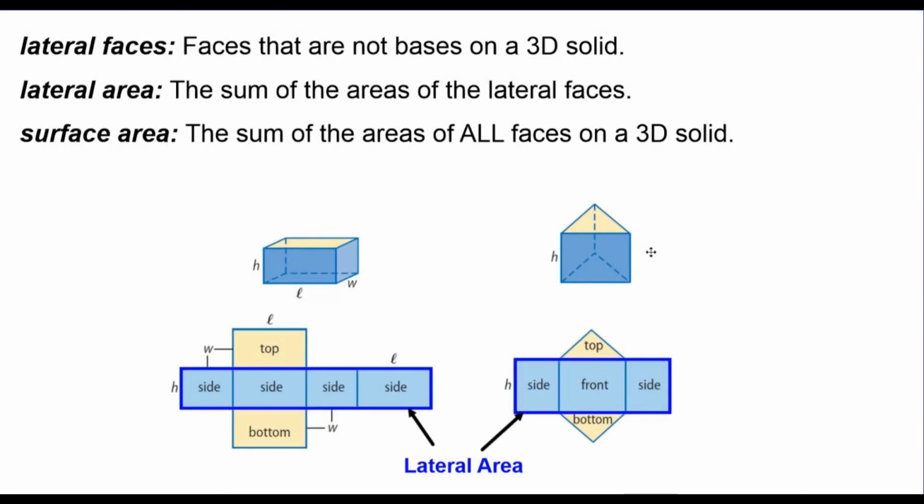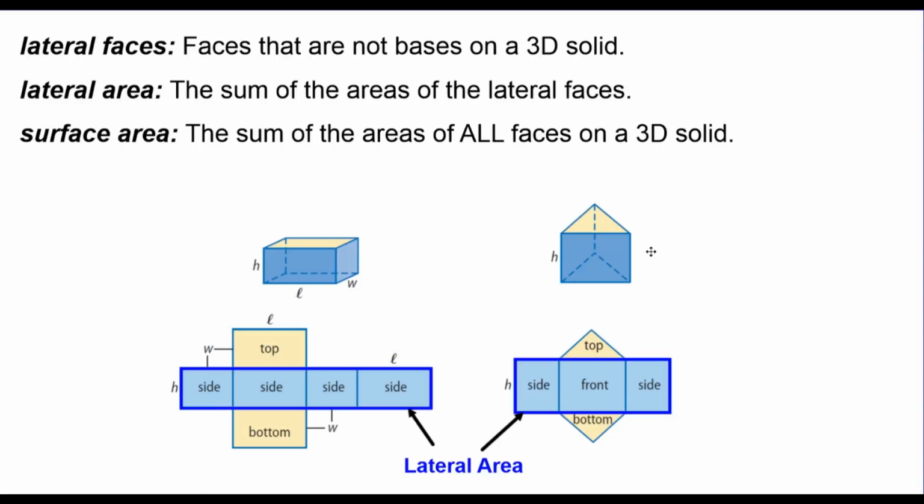So let's take a look a little more in depth at a couple of prisms here unfolded and laid flat. So what we have are the lateral faces. Those are the faces that are not the bases. So all of the blue rectangles in our diagrams here, those are the lateral faces. So the lateral area is the sum of all of those lateral faces. And then the total surface area is the sum of all the faces on our solid. So that's the two bases plus the lateral area.